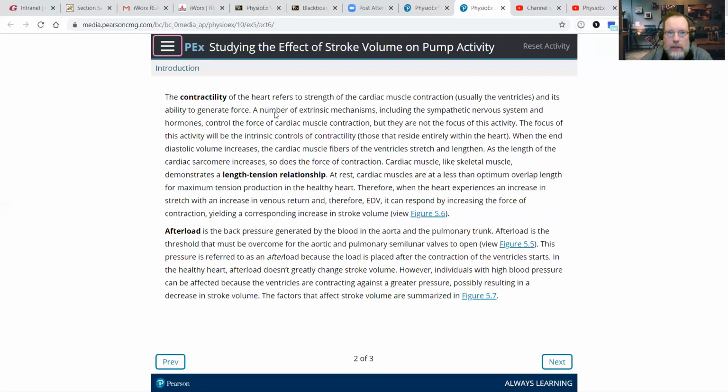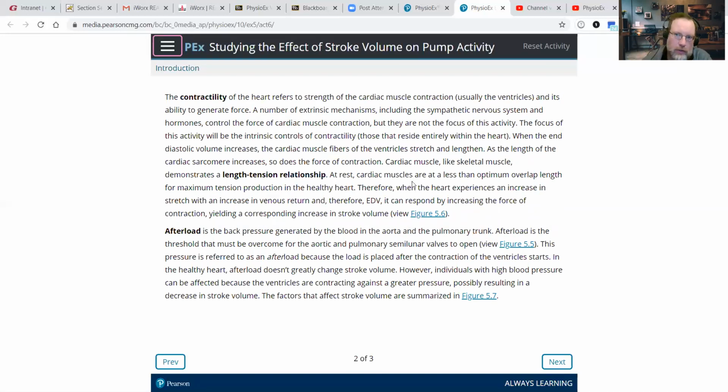Dehydration can also do this. So anyway, contractility is next. So that's preload. Then contractility, that's the strength of the cardiac muscle contraction. So how strong is the contraction? And again, we're typically talking about the ventricles here, how much force gets generated from the contraction.